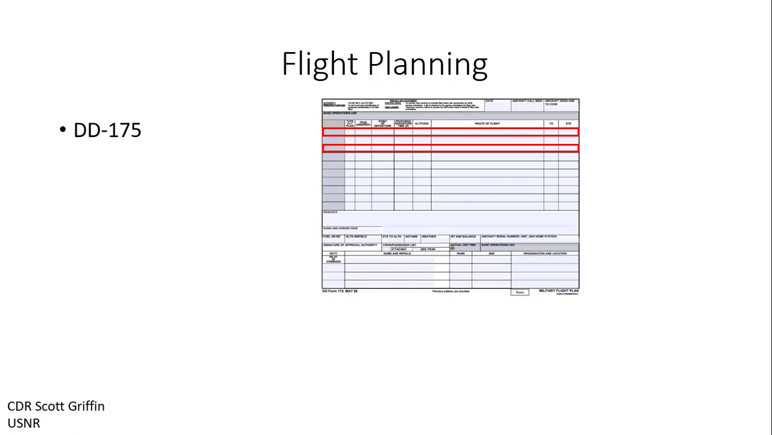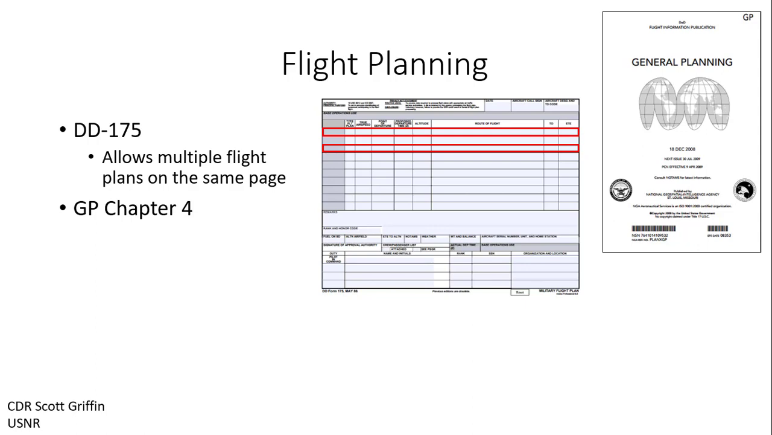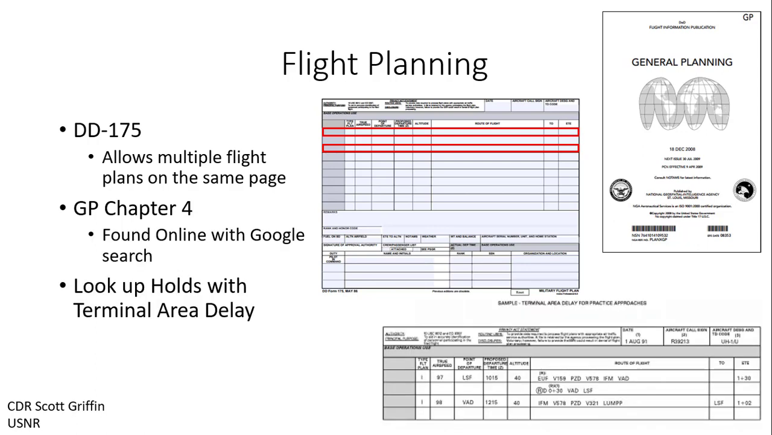Well, guess what? We really don't need you to know how to do it, because we're expecting you to go online and look up Chapter 4 via Google. And when you do this, you really need to look up terminal area delays for practice approaches. Now, as you do this, I want you to notice something down here. These are two separate flight plans. This is Instrument Flight Plan 1. This is Instrument Flight Plan 2.